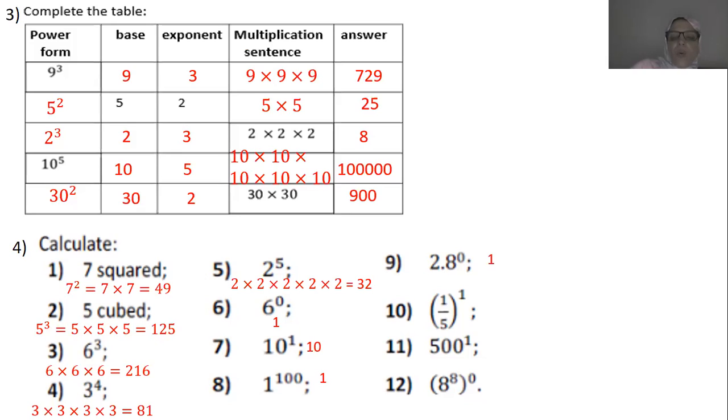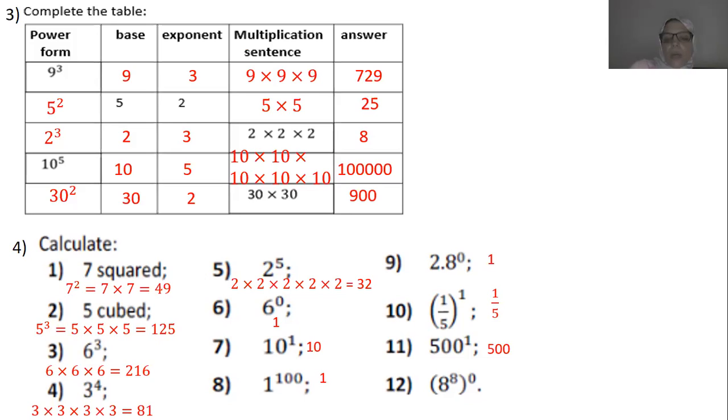Now, number 10, 1 over 5, all of it to the power 1. This one is for both, for the 1 and the 5. So 1 to the power 1 is 1, and 5 to the power 1 is 5. Number 11, 500 to the power 1. Any number to the power 1 gives me what? The number itself, yes, which is 500. Exercise number 12, the final one in exercise number 4, 8 to the power 8, all of it to the power 0.